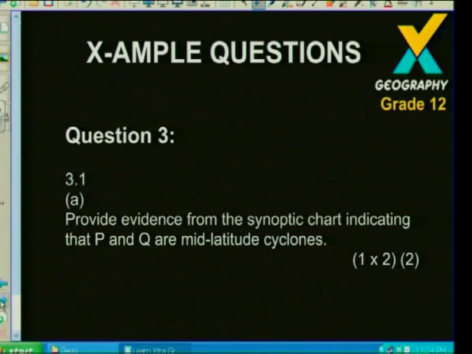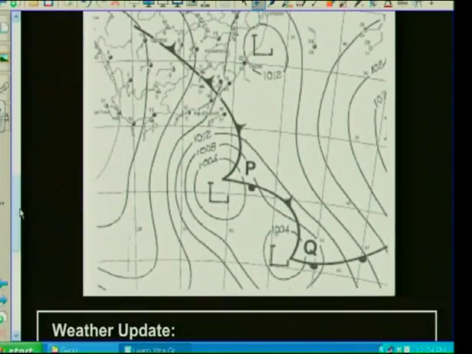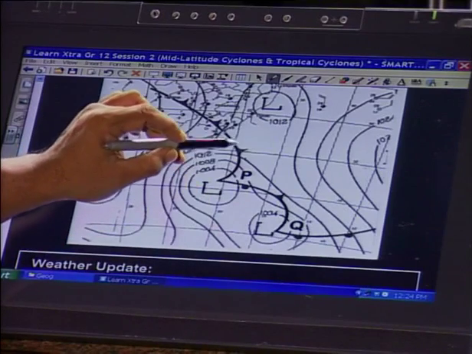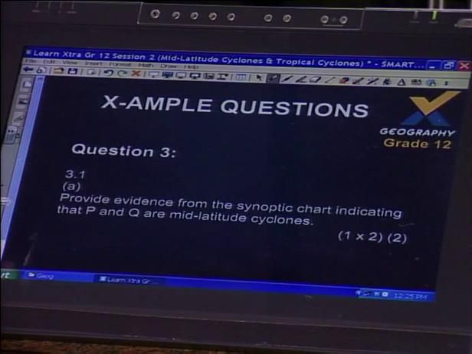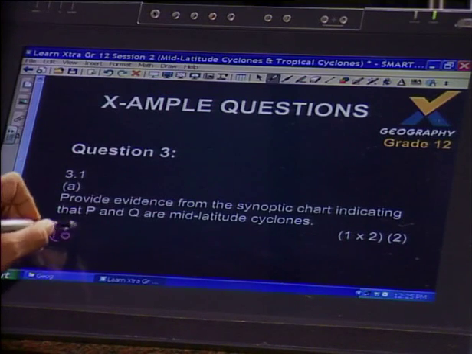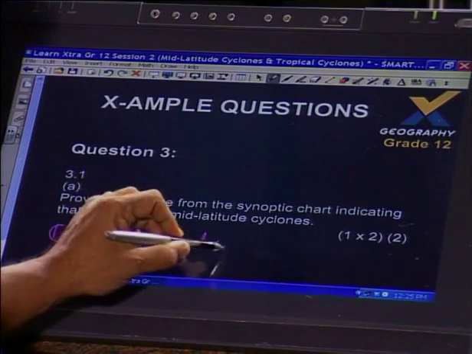And here we could look at: provide evidence from the synoptic chart indicating that P and Q are tropical cyclones. All right. Sorry, let me just go through here. Very easy. If you look at P and Q, they are cold fronts and warm fronts. That alone tells you it's a tropical cyclone. So with the first question down here, provide evidence from the synoptic map that P and Q are mid-latitude cyclones. You can talk about there are cold fronts and warm fronts.